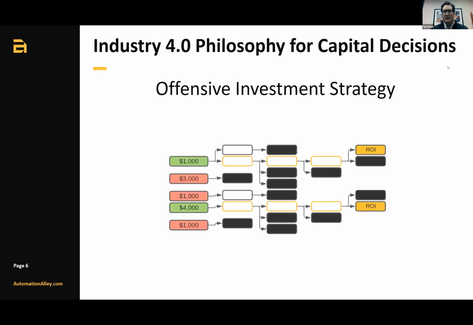Now, the one that's not necessarily known to manufacturers or others is an offensive investment strategy. So this is kind of built on like an option-like model or option-like bets.